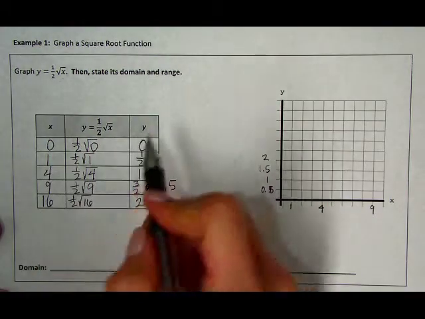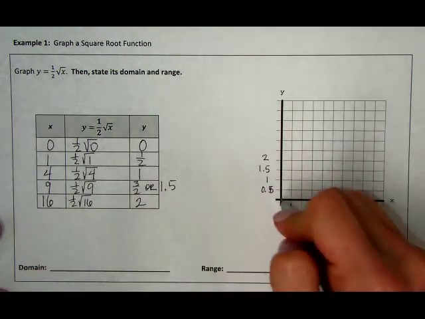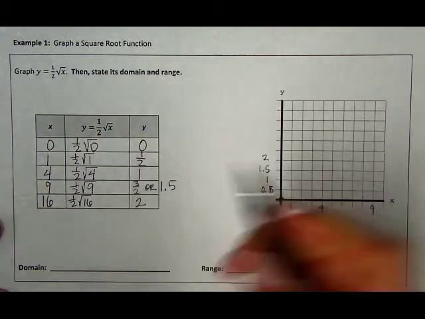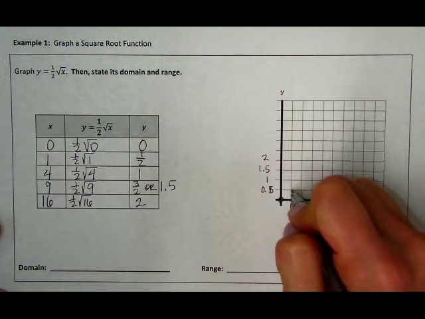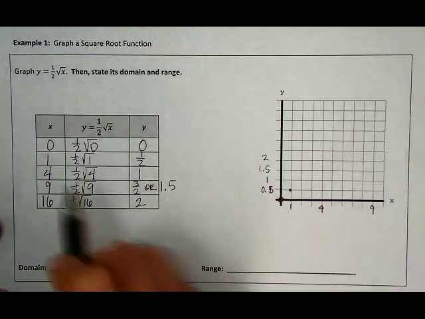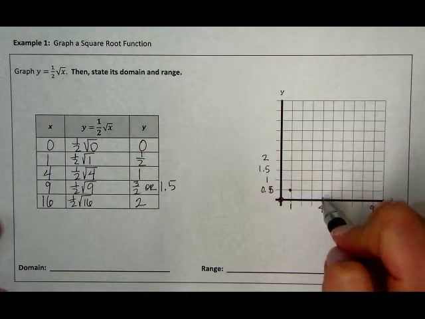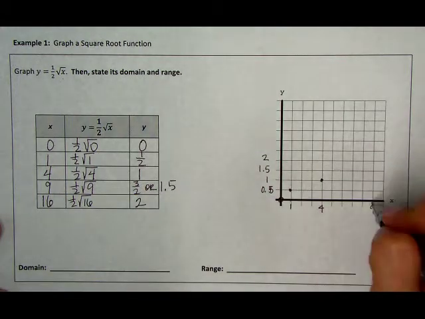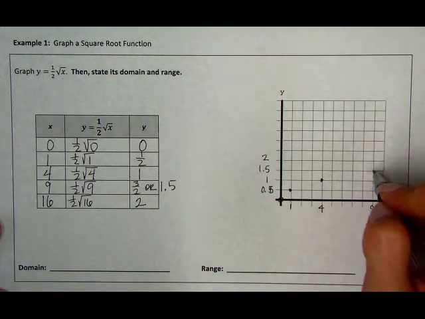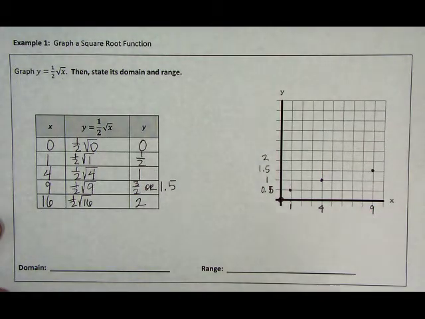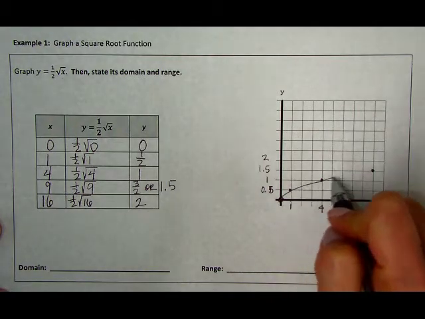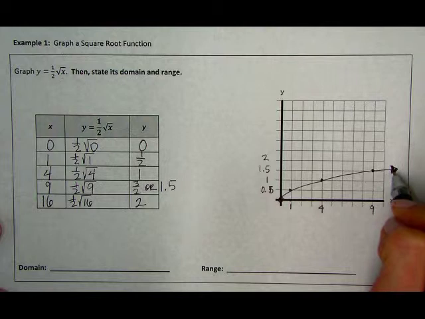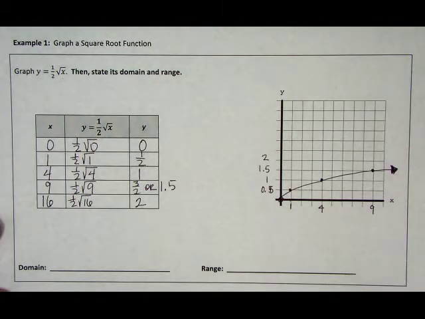And so if we plot these points as ordered pairs, this is 0, 0, which is our origin. At 1, we've got 1/2. At 4, we have y is 1. And at 9, we have 1.5, which is right here. If we connect our dots, we get our square root function that looks just like that.